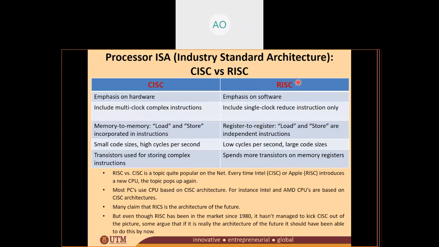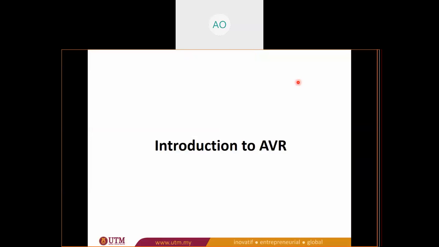Okay, and then this one here, the CISC, RISC, you can read it on your own. What is the difference between CISC and RISC? Okay, let's look at the introduction to AVR. We are going to focus on the AVR architecture. What is the architecture of the ATmega32 chip?